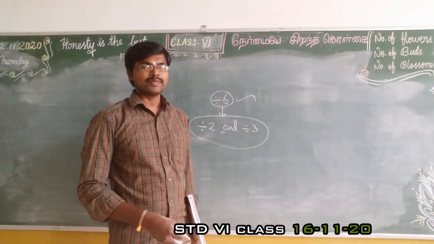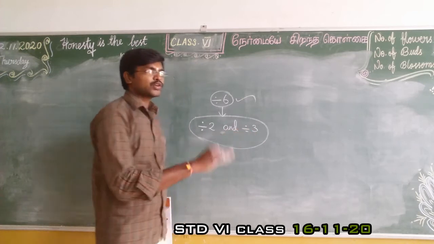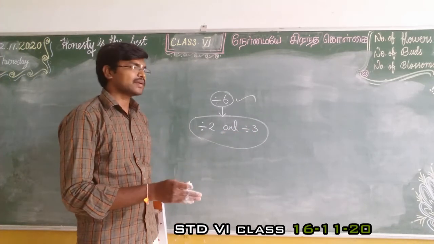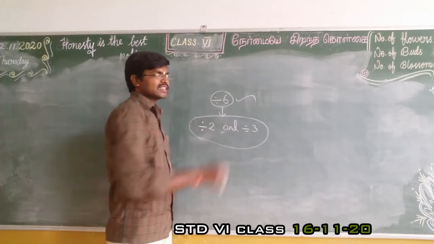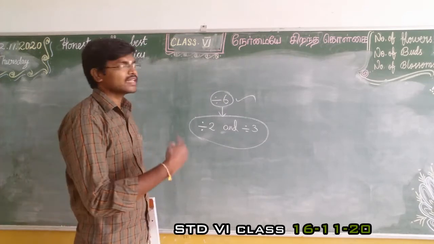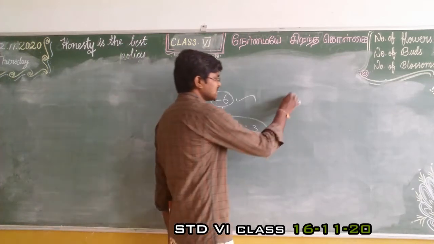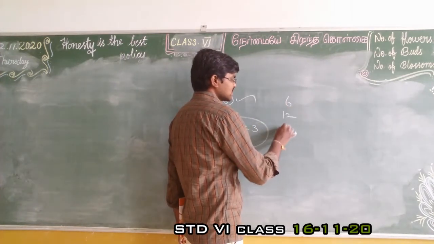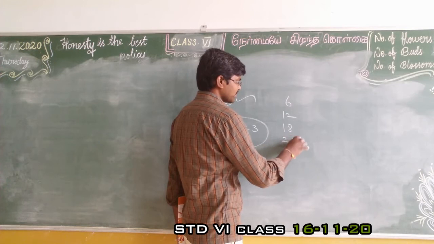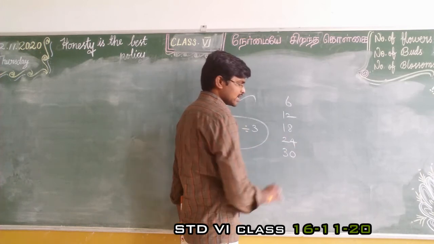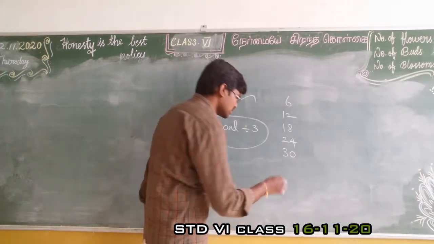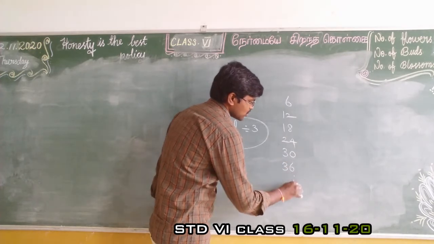So directly, without dividing each number individually by 2 and 3, take 6 and divide. Which numbers can be divided by 6? Maybe like a 6 table, no, right? 6 1 is 6, 6 2s are 12, 6 3s are 18, 6 4s are 24, 6 5s are 30, 6 6s are 36 and so on.